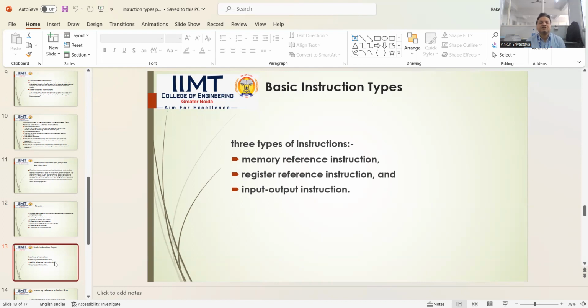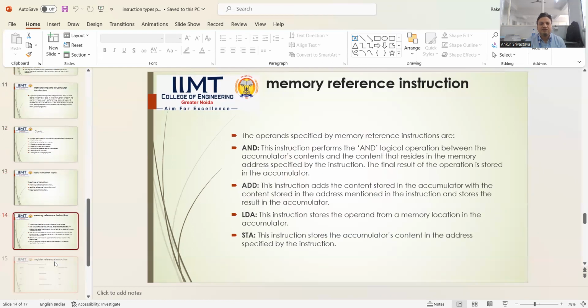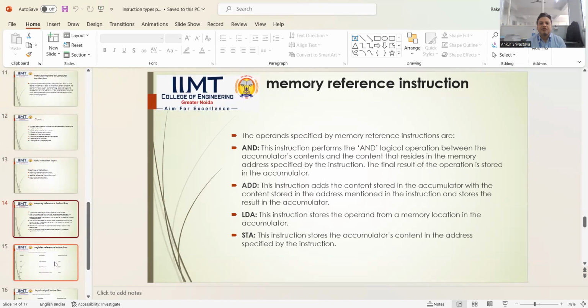In the memory reference instruction, the register reference instruction and the input output instruction, we have to see what the commands are that can be given. Now we will see that in the next slide. First one is the memory reference instruction. The operations specified by memory reference instructions are AND, ADD, LDA, STA. Number one, AND: this instruction performs the AND logical operation between the accumulator's contents and the content that resides in the memory address specified by the instruction. The final result of the operation is stored in the accumulator.